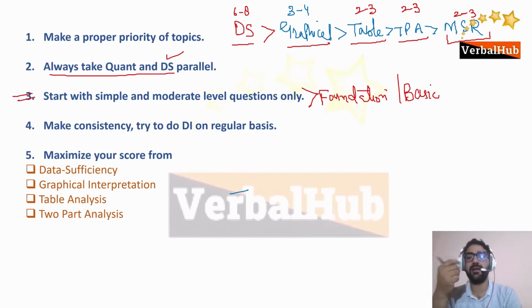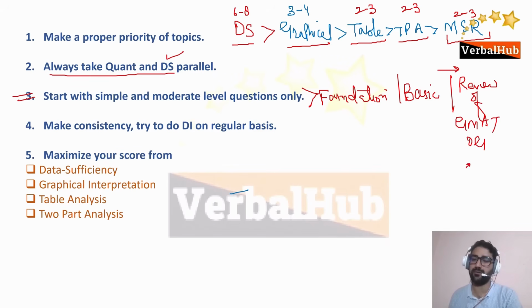The best thing you can do is start with the moderate and simple questions, and do all the practice questions. Then once you are done with the simple and moderate questions, you can go with the last part, the review part of GMAT OG. You might have the GMAT OG 2025, right? That's not an issue.